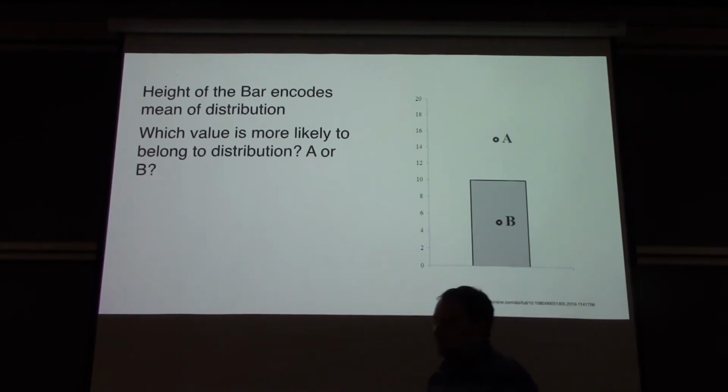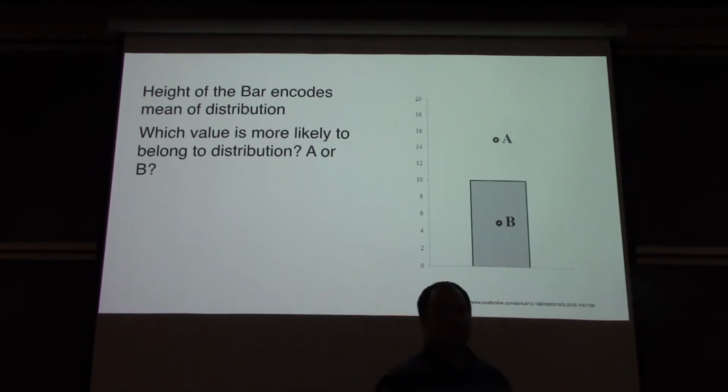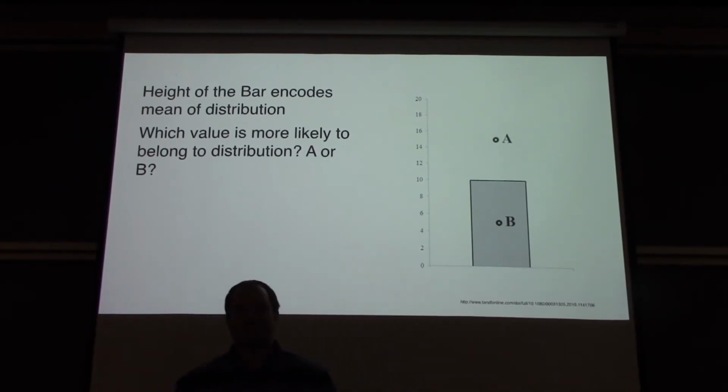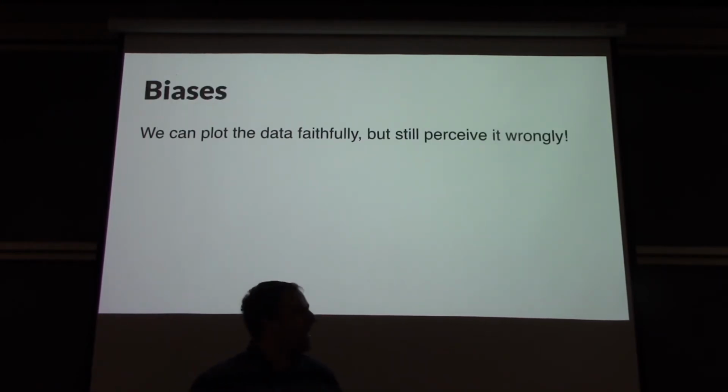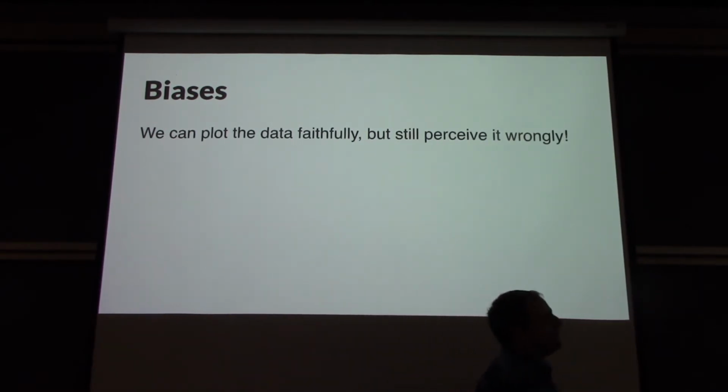Okay, so what I'm showing here with the gray bar is the median of a distribution of values. Which value is more likely to belong to this distribution, A or B? Who thinks B? Who thinks A? Who thinks it is? Sam? Sure. Majority. Good eye. So it turns out there is something called biases, and in this case it's within the bar bias. So we can even plot the data faithfully, but still perceive it wrongly if we're not careful in what we're using.